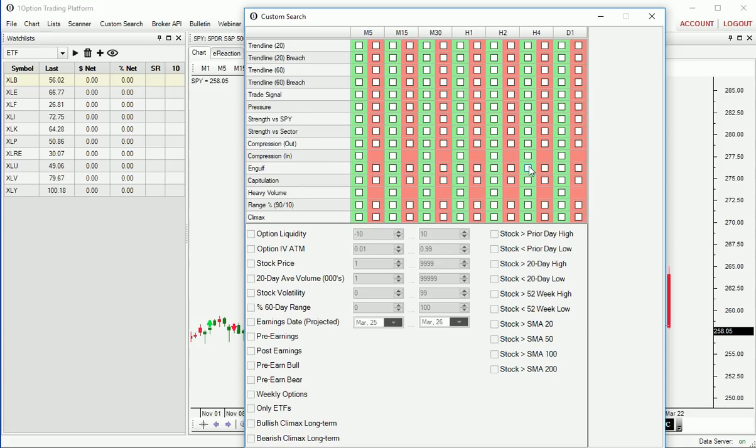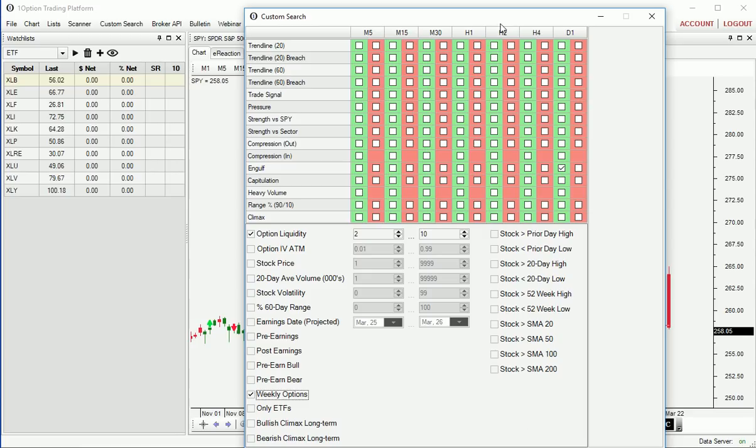Engulfing pattern, fantastic. You want to look for those engulfing patterns. So let's say that the market bounces Monday. Well, you'll probably want to put up bullish engulfing pattern. I've already talked about the option liquidity down below here, so I'm going to put that at 2, and I'm going to put weekly options. I'm just going to focus on stocks with liquid options right now.